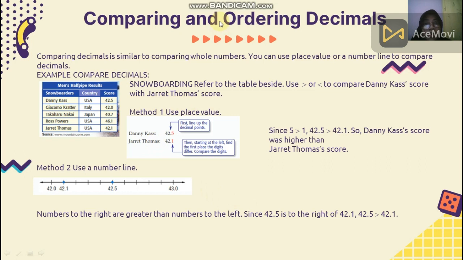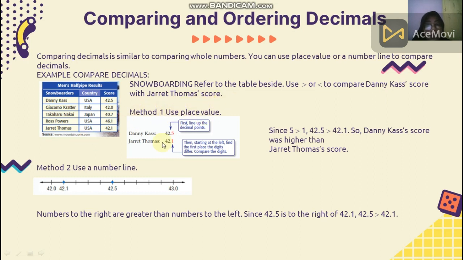Next, comparing and ordering decimals. Comparing decimals is similar to comparing whole numbers. You can use place value or a number line to compare decimals. Example, compare decimals. Snowboarding, refer to the table beside. Use is greater than or is less than to compare Denika's score with Jared Thomas' score.